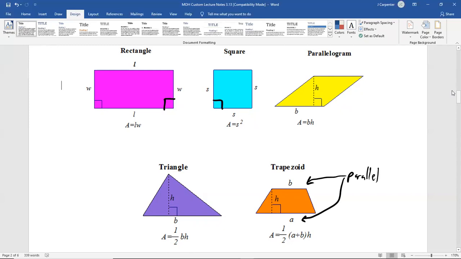Now you can also have a 4-sided figure where you don't have any parallel sides, but the area formula is above our pay grade, so we don't do it. That's just your standard quadrilateral. Sorry, I've been doing too much trigonometry. Quadrilateral.